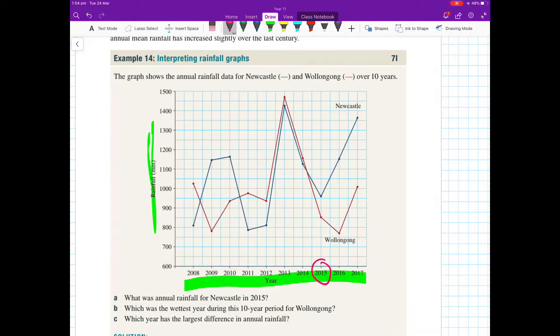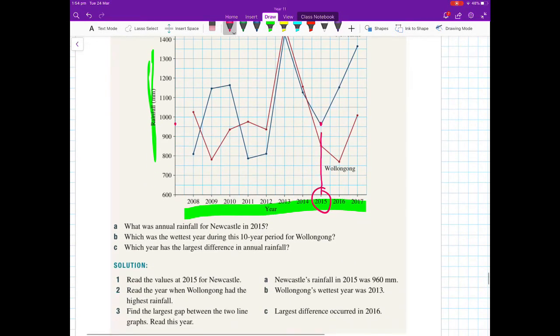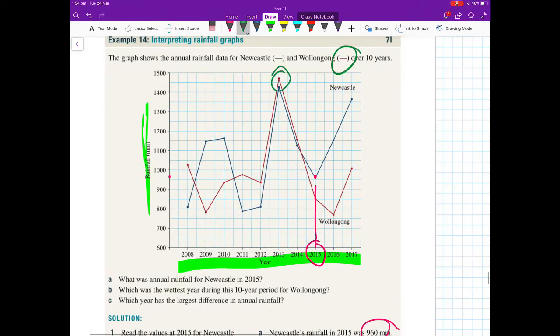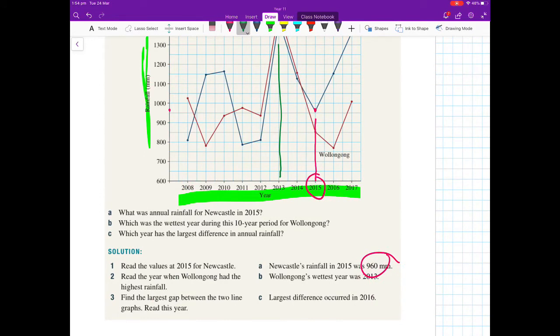First one is the annual rainfall for Newcastle in 2015. We find 2015 and we go up, Newcastle being the blue, find where the blue is, and that was sitting just about there, which is above that halfway mark but not quite much beyond that, so we're probably looking at 960 millimetres or somewhere around there. Next one up is the wettest year during the 10-year period for Wollongong. That means we are looking for that beautiful red line and looking where the red line was the highest. It's obviously up here, which was in 2013.